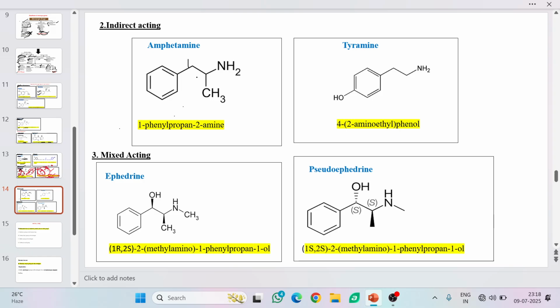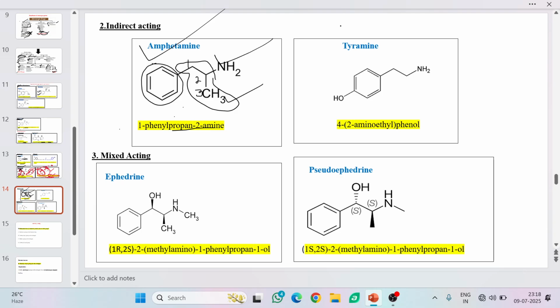1, 2, and this 3. Again, this carbon came. So the number given to this carbon is 3. Now 1 phenyl. This ring is of phenyl ring. 1 phenyl propan 2 amine. Firstly, this propan and this 2 amine. Very simple. Amphetamine.